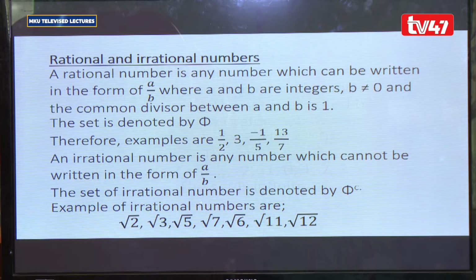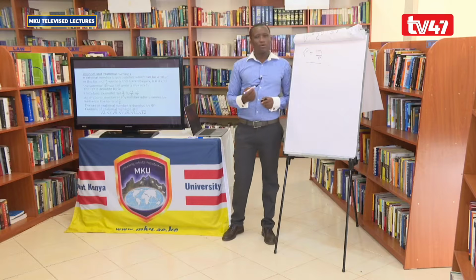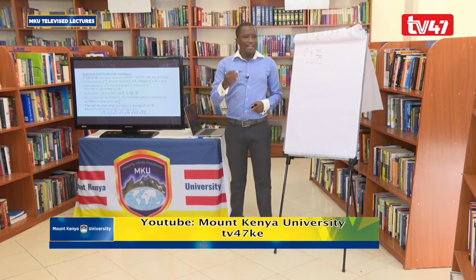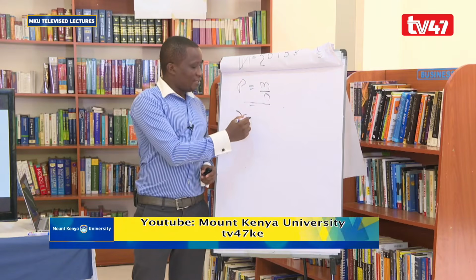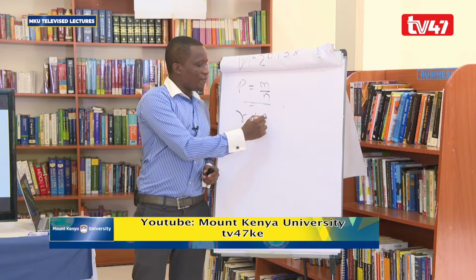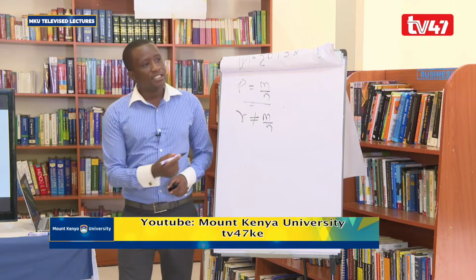Then we have another class of numbers. We have what we call rational numbers. A rational number is a number that can be represented in the form of m over n. That is, if I have a rational number, say p, and I can be able to write it in form of two integers, say m over n, then this number is called a rational number. If a number, say r, cannot be written in the form of m over n, then this number is called an irrational number.